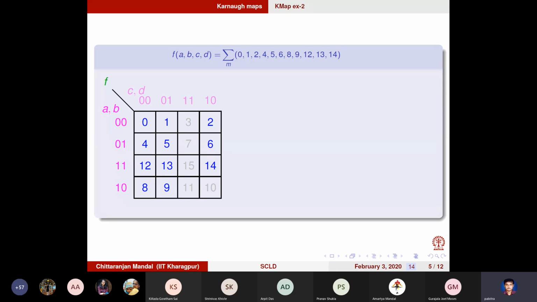Okay, so can anybody tell what are the covering cubes that we have in this diagram? Anybody, please quickly tell. Somebody, any of you, just tell the minterms which form a large covering cube.